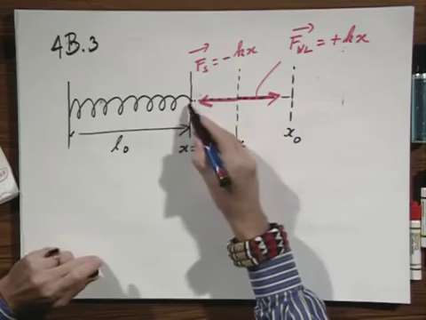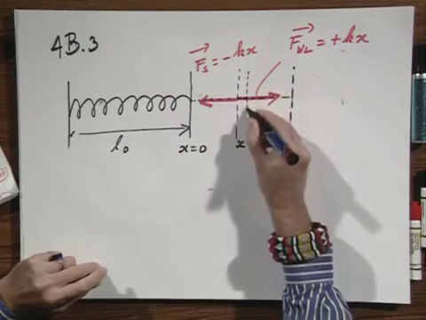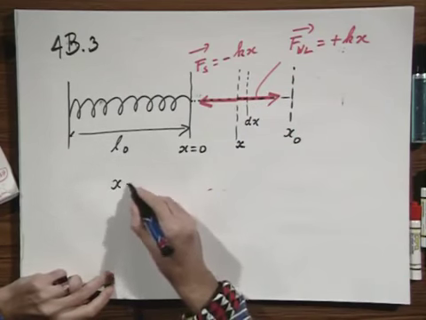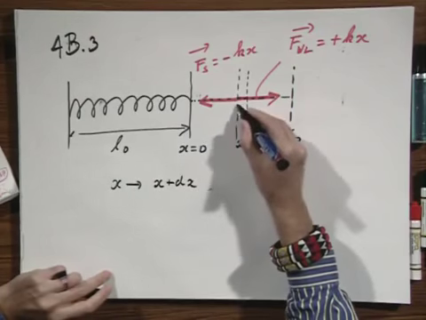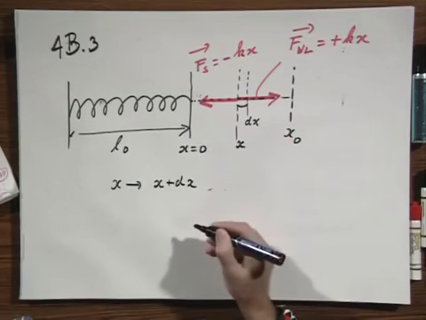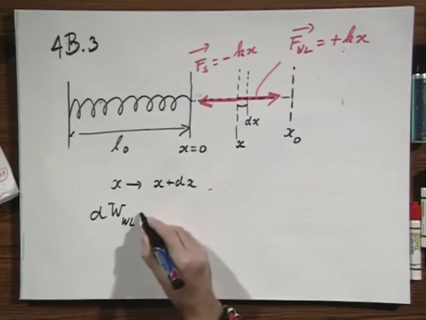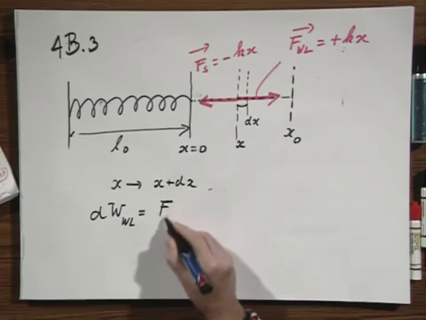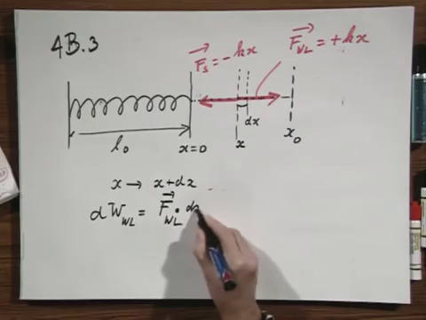I do work when I stretch this spring, and when I stretch it from x to x plus dx, so this little separation is dx, then the work I do, the work done by Walter Lewin, equals the dot product of my force dot dx.